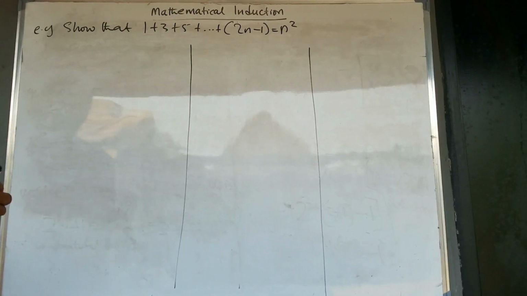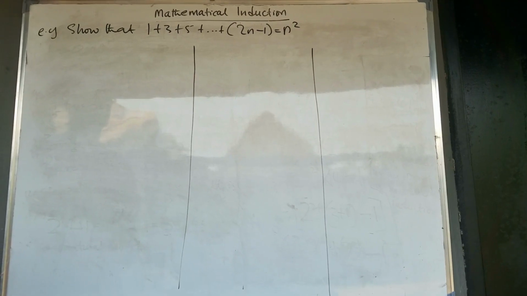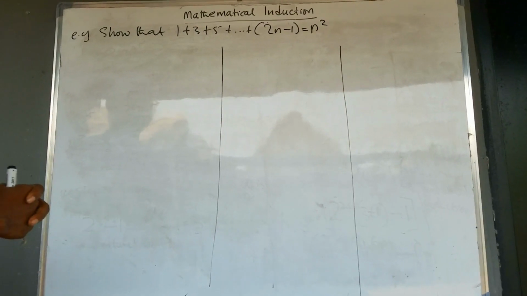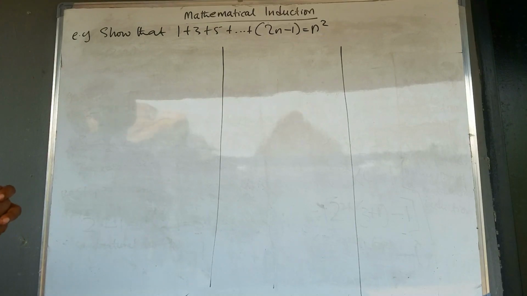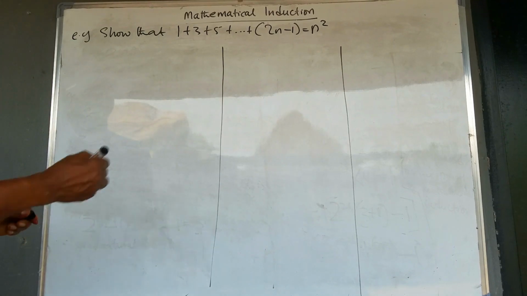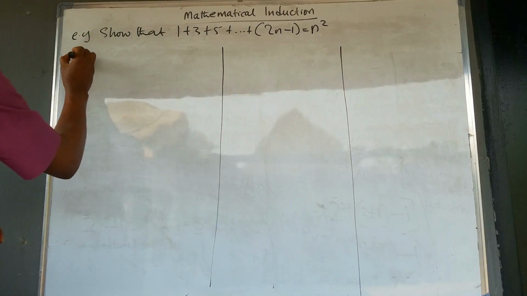Now let's look at another interesting question. Show that 1 plus 3 plus 5 plus up to (2n minus 1) equals n squared. Show that using the principle of mathematical induction. So how do we do this? Simple. Follow our procedure.